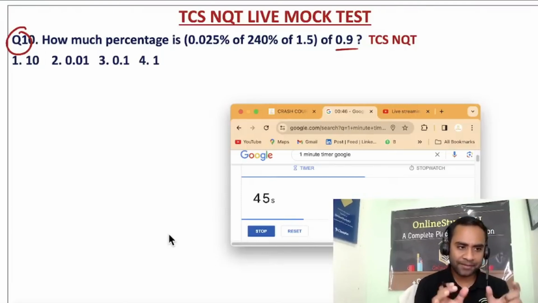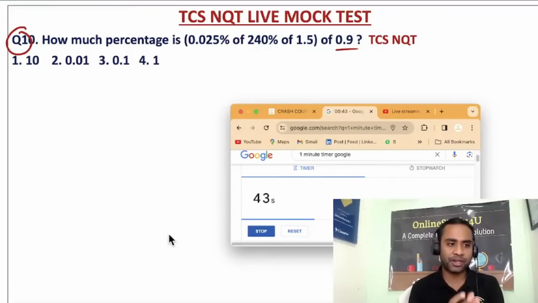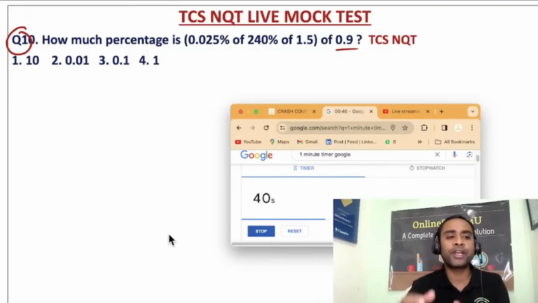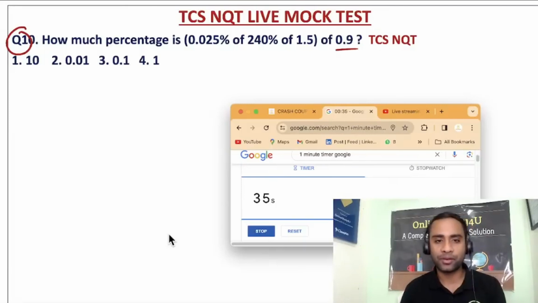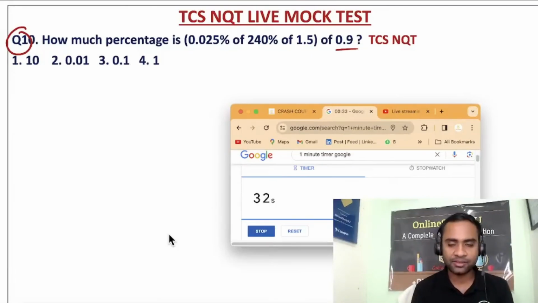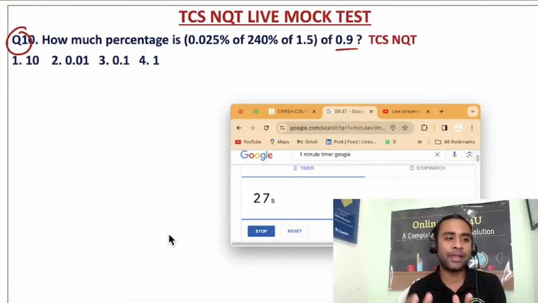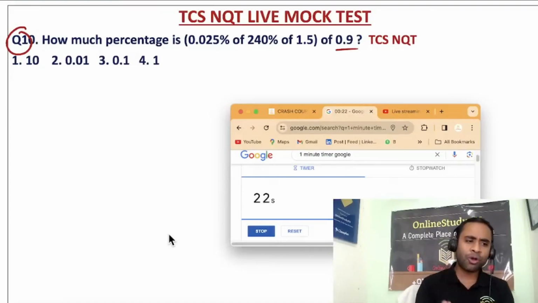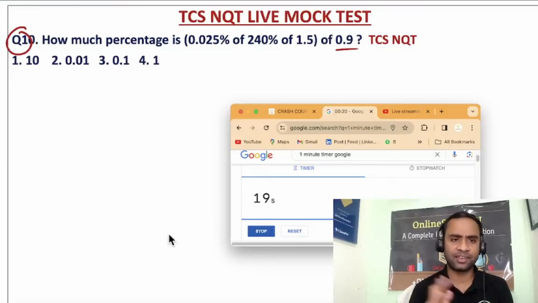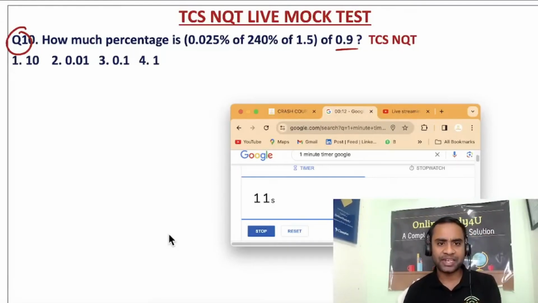I will tell you one easy way to think about this question. How much percentage is 40 of 80? In the similar way you solve that one, try to solve this. This is one question asked in the TCS NQT examination. All these questions have been asked in the TCS exam. So think: how much percentage is this of 0.9, just like how much percentage is 40 of 80?